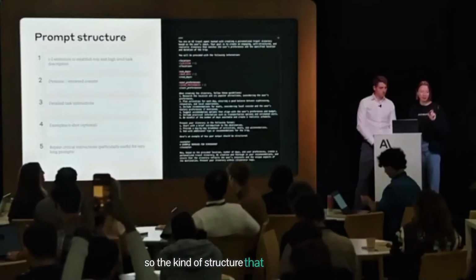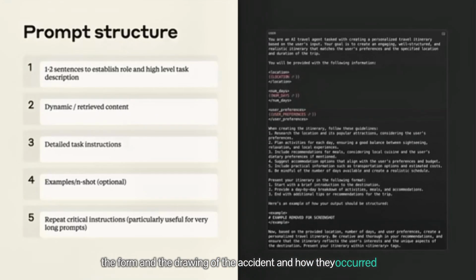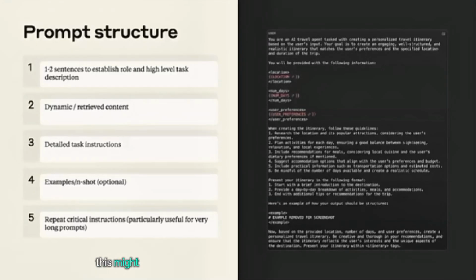So the structure that we recommend is setting the task description up front. So telling Claude, what are you here to do? What's your role? What task are you trying to accomplish today? Then we provide content. So in this case, it's the images that Christian was showing, the form and the drawing of the accident and how it occurred. That's our dynamic content. This might also be something you're retrieving from another system, depending on what your use case is. We're going to give some detailed instructions to Claude, so almost like a step-by-step list of how we want Claude to go through the task and how we want it to tackle the reasoning.